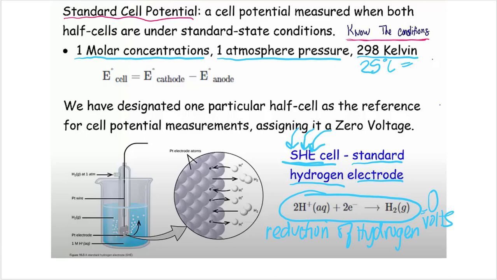So E cell is equal to the cathode minus the anode. If you see little circles up here, those represent the standard state conditions. Standard state conditions, the E cell is cathode minus anode at standard states. When we see these little circles up there, those nots, this is telling us that it is at standard state, which means we have 1 molar concentration, 1 atmosphere pressure, 298 Kelvin.